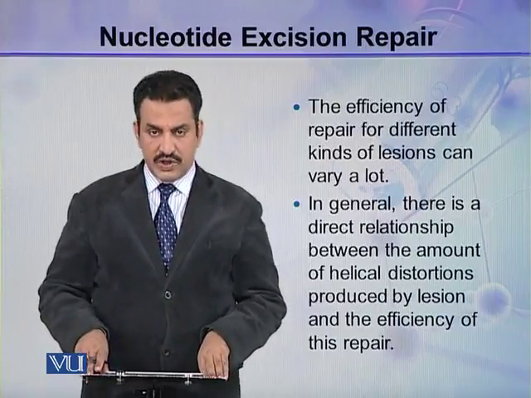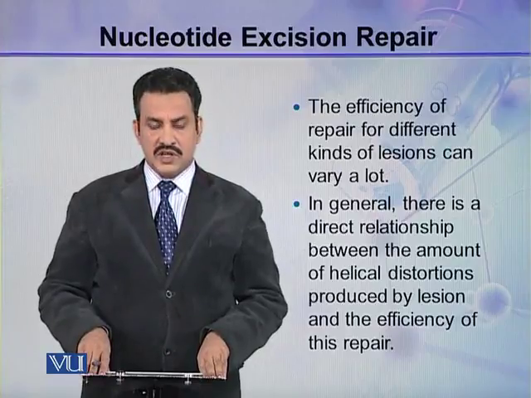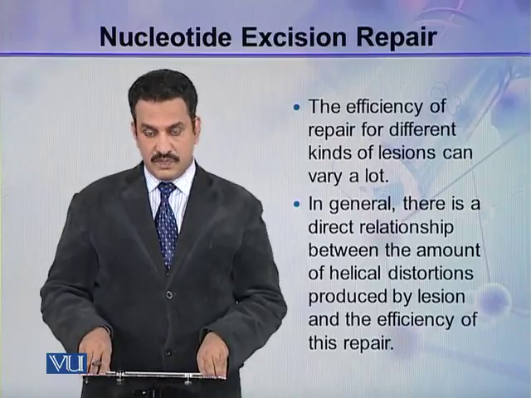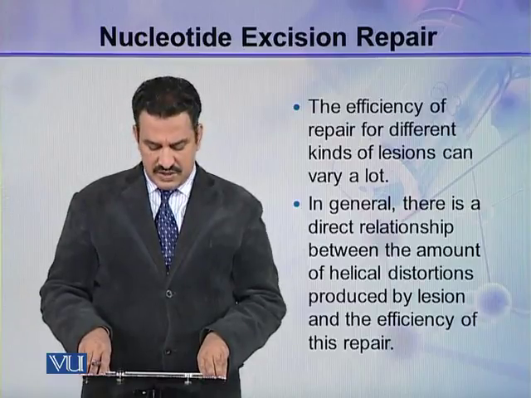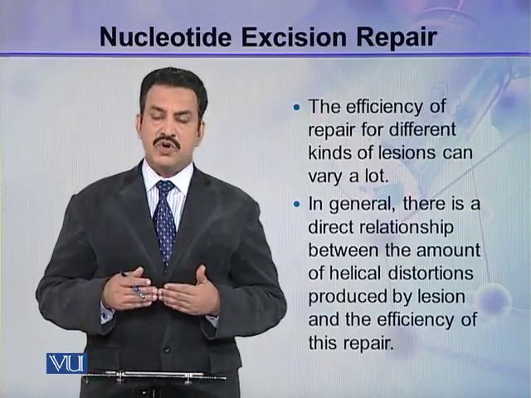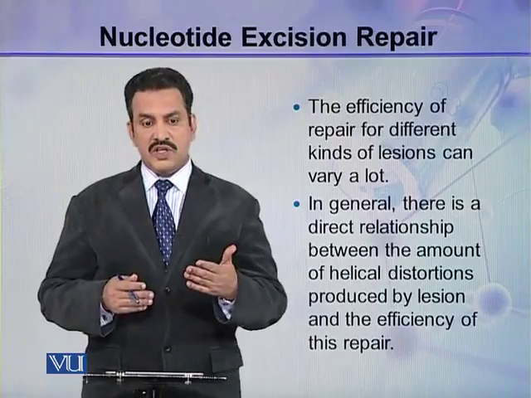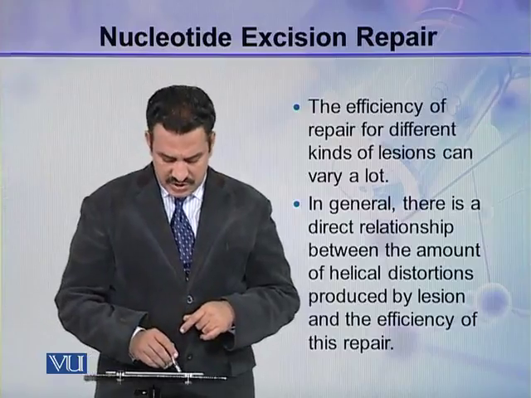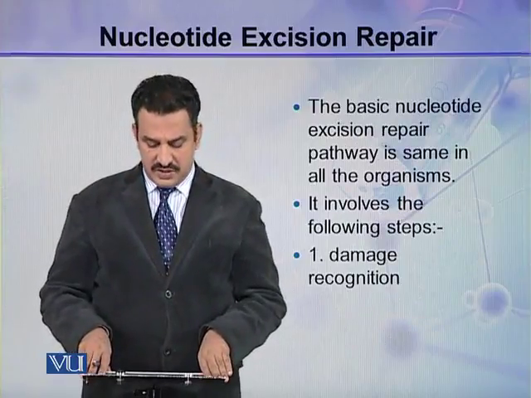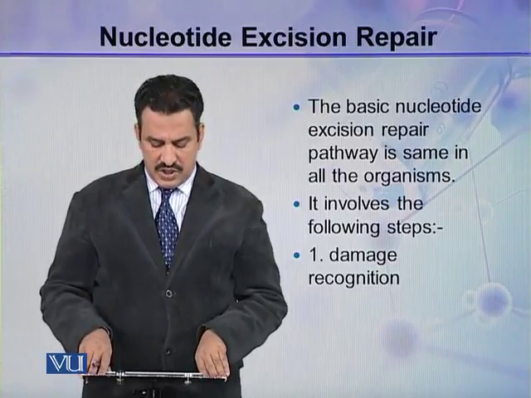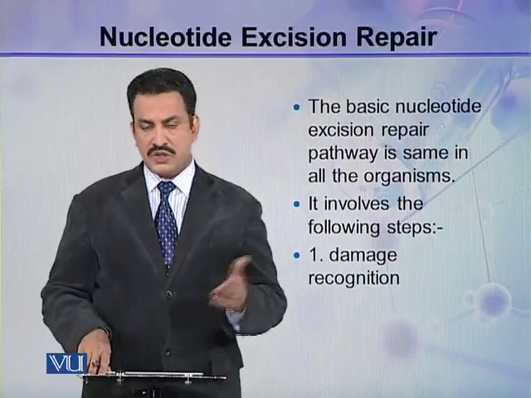The efficiency of repair for different kinds of lesions can vary a lot. In general, there is a direct relationship between the amount of helical distortion produced by the lesions and the efficiency of this repair. So as the helical distortion is greater, the efficiency is better. So this is directly related. The basic nucleotide excision repair pathway is the same in all the organisms. It involves the following steps which are similar in all the organisms.